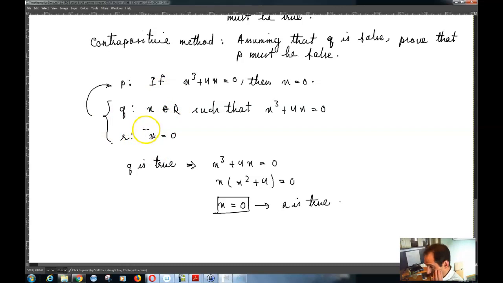So meaning that you assume that the if clause is true, and then you show that the then clause is true. That's what you do in the direct method. So what I have done here is that I have assumed that Q is true, the if clause is true, and then what I have shown is that x is equal to 0, which is the same thing as R, and that means that P is true.